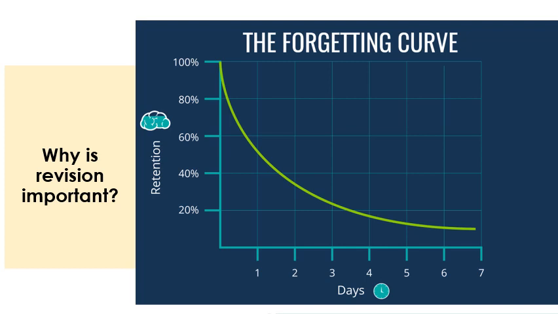So before we begin to look at some of those different strategies, I thought we'd start by just talking about why is revision important. This graph shows the curve of forgetting. Now what it shows is how over time our retention of information dwindles. When we first read a text, we might understand and remember most of it, maybe 80 to 100%, but over time we quite quickly forget what we've read.